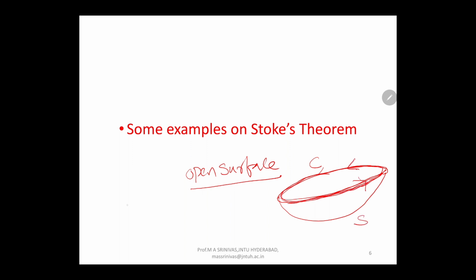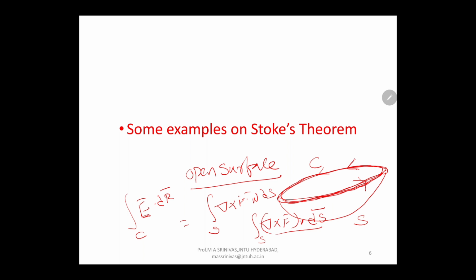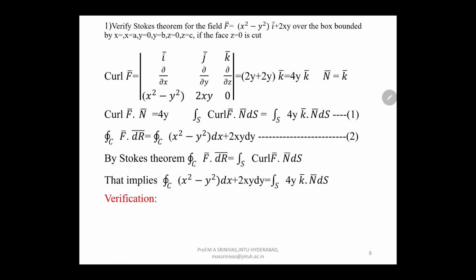And if you have some function f bar and find the line integral of f bar along C, that will be equal to the surface integral of curl f bar. As I mentioned, the surface integral can also be written as curl f bar dot ds bar, instead of writing dot n bar ds. This is also a notation. So this is what the Stokes theorem says. And this f bar is a continuously differentiable function on S and also on C. So let us see the problems first.